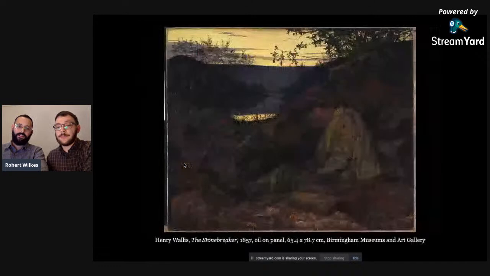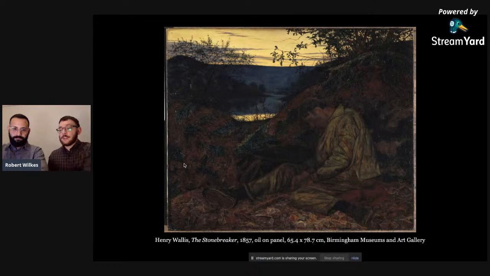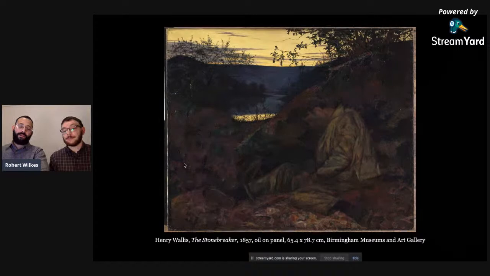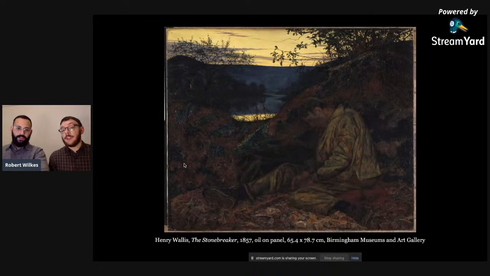And a final example of this modern life subject. It's a painting by Henry Wallace called The Stonebreaker, which was exhibited at the Royal Academy in 1858. And Wallace painted it in response to the harsh working conditions of the rural poor. And under this particular British law, paupers were frequently employed to break stones for repairing roads in return for food and lodging.